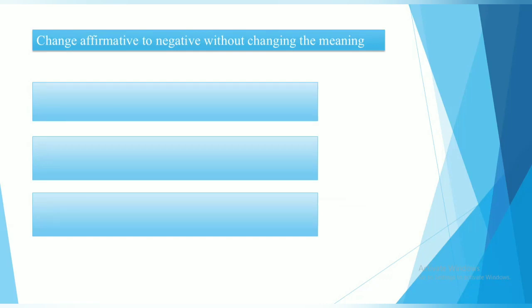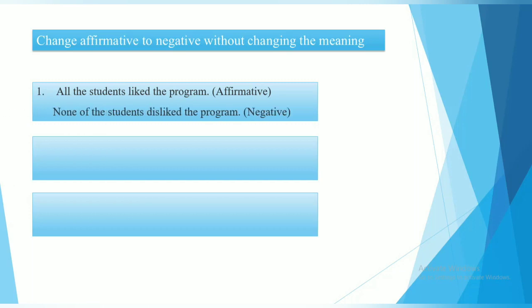Now let's see the change of affirmative to negative without changing the meaning. Number 1, all the students liked the program. This is an affirmative sentence. So we are not changing the meaning, but we are changing the sentence. None of the students disliked the program. This is the negative form.